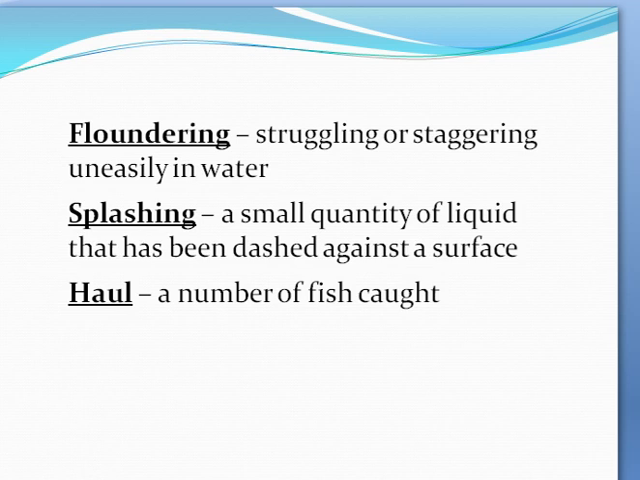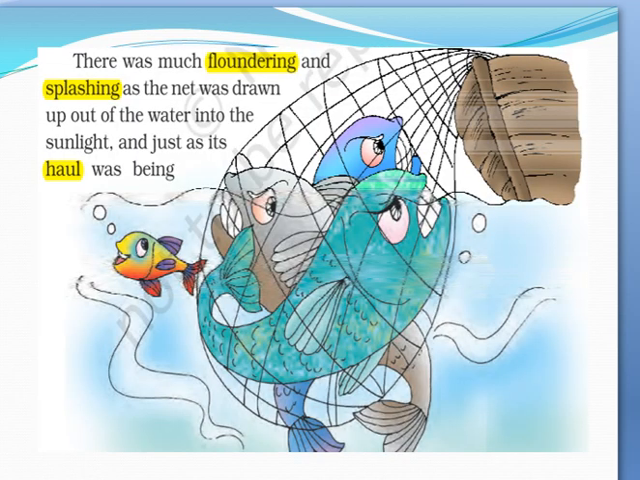And the last one is haul. Haul means a number of fish caught. Here, as we can see in the previous picture, the fisherman was pulling the haul from the sea, right? Means the number of fish that has been caught in the net in one go, that is a haul.